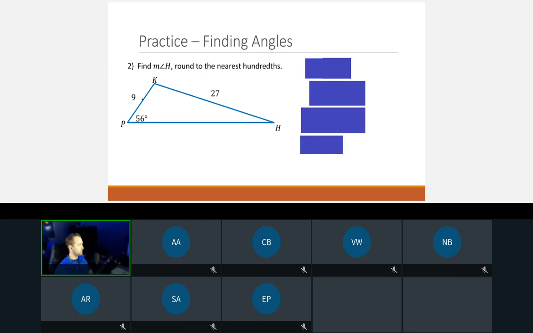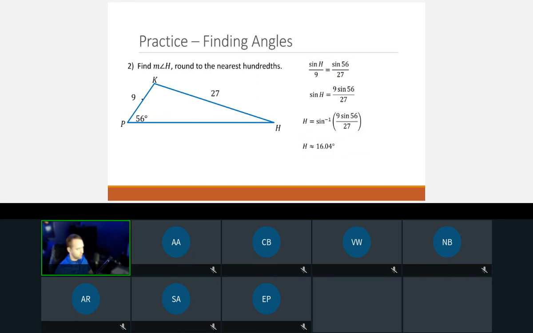Okay, what did everyone get for this angle? 16.04? 16.04, I did too. So there's the work that goes with it. Right. Any questions on this problem? Any questions, guys? No questions? All right, let's do this.